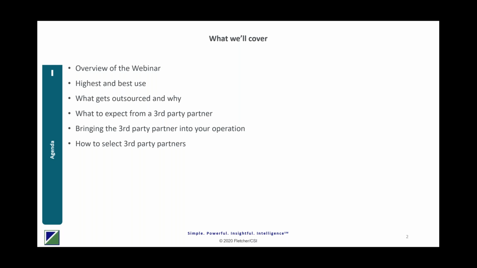Also want to go into some things about what you might expect from a third-party partner. What are they like? What are they going to do for you? And then some stages and activities around bringing that third-party partner into your operation to be more efficient. And finally, what does it take? What should you be looking at when you're coming to select that third-party partner? So these are the things we'll cover today. As Michelle said, if you have questions, please text them in on the chat box there, and she will relay those to us at the end of the session here.